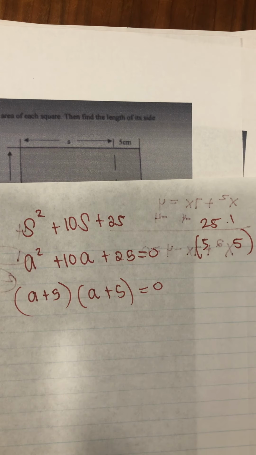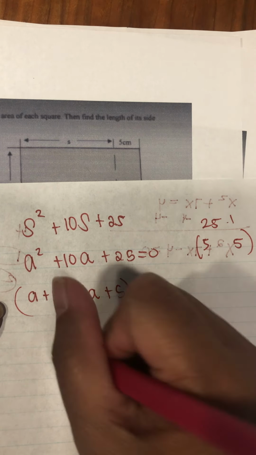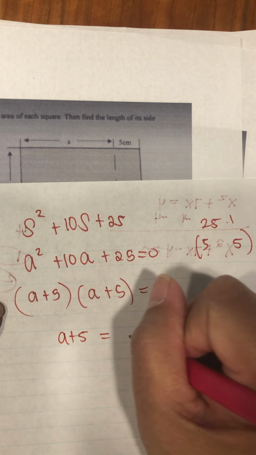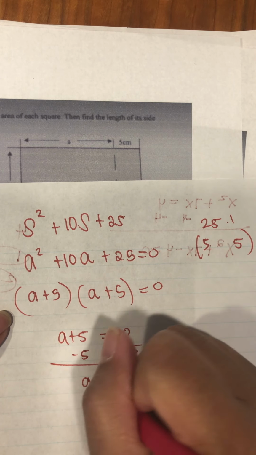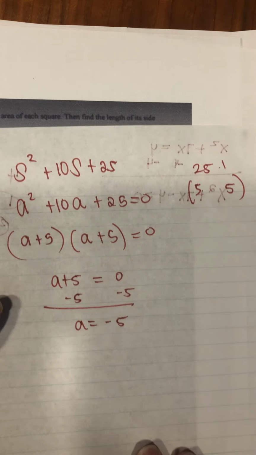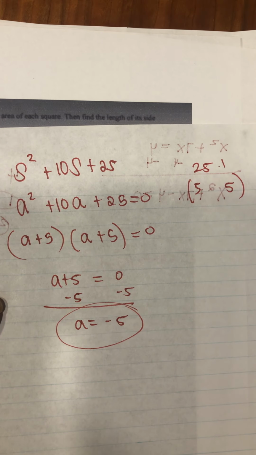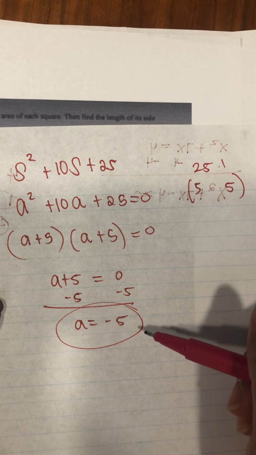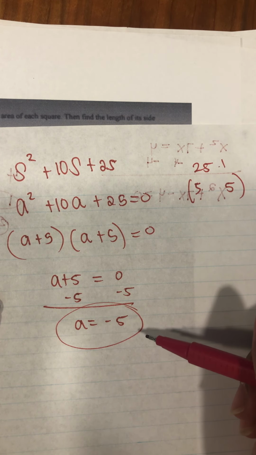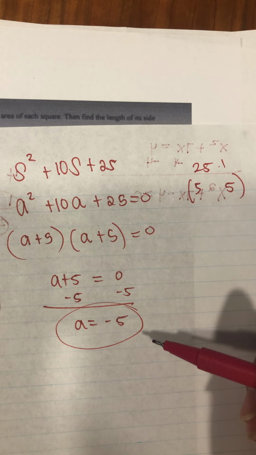So now you will have a plus 5 is equal to 0, minus 5 minus 5. A is negative 5. So what happens here is there's only one number, because even if you solve that, that would still be negative 5. So you don't say the solutions are negative 5 and negative 5, because they're just the same number. So that means we only have one solution to your equation.